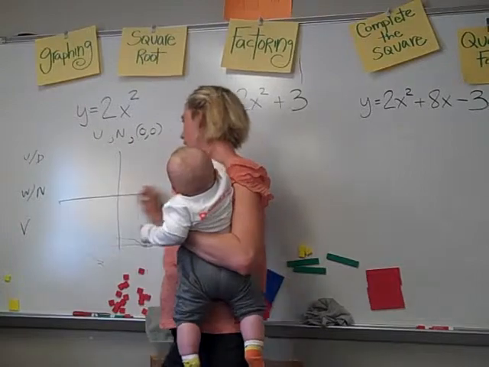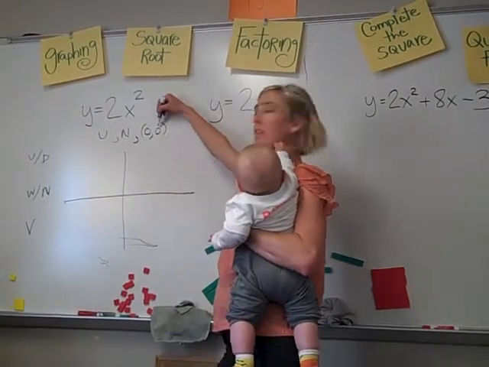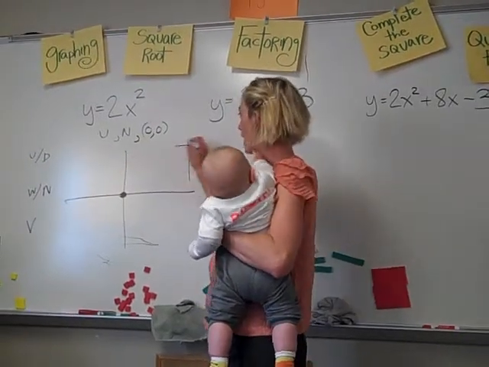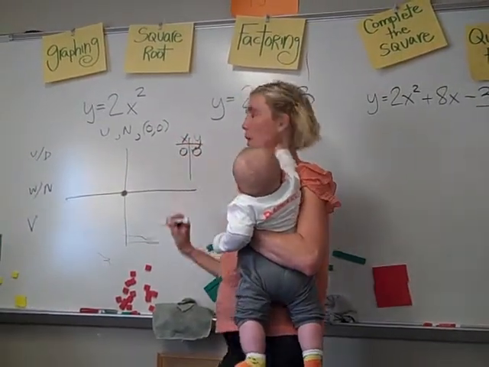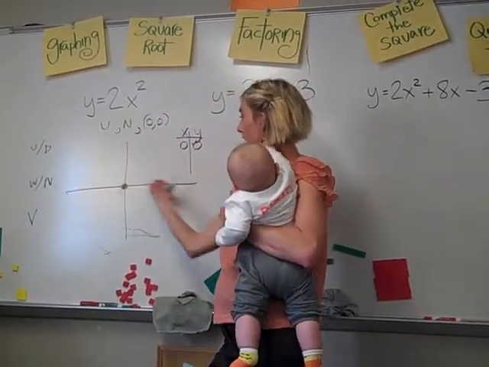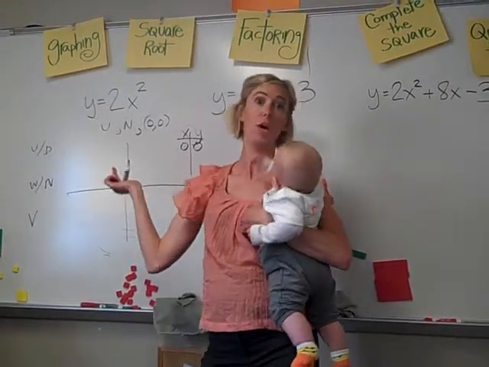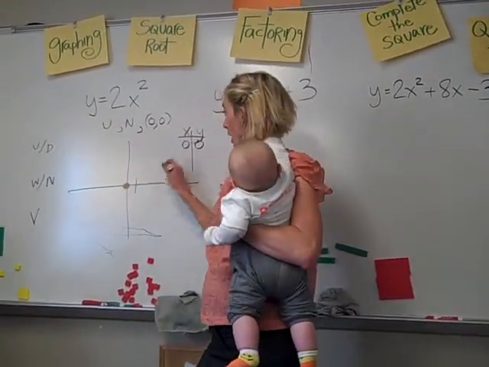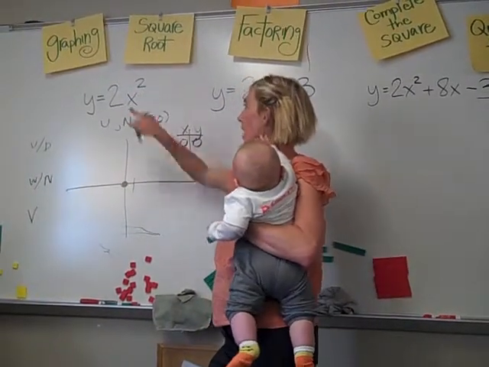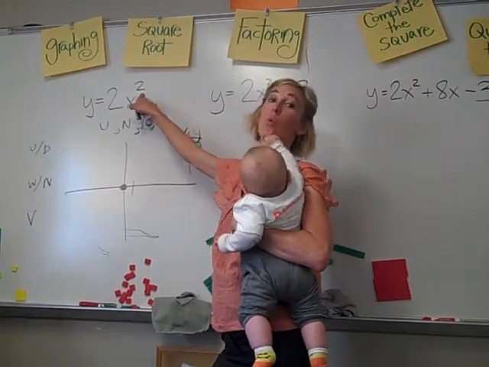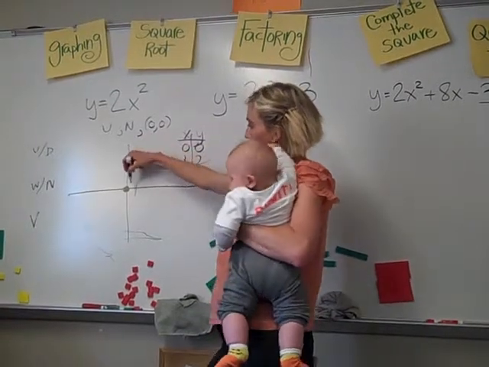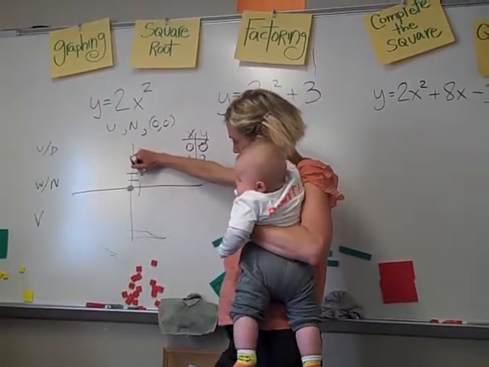When I graph it, this is not just a rough sketch. I start with the vertex at 0, 0. So in my XY chart, I'm going to put 0, 0 as my vertex. Then I will think of another point that I can plug in. 1 is super easy, so I'll plug in 1. Where do I plug in 1? Into 2x squared. So I do 1 squared, which is 1, times 2, which is 2. So my other point on my parabola is 1, 2.